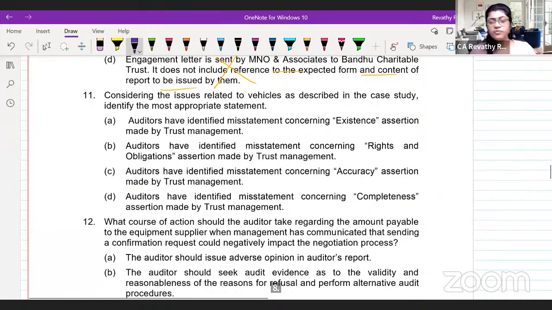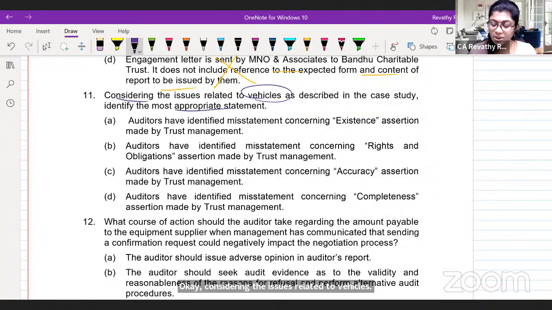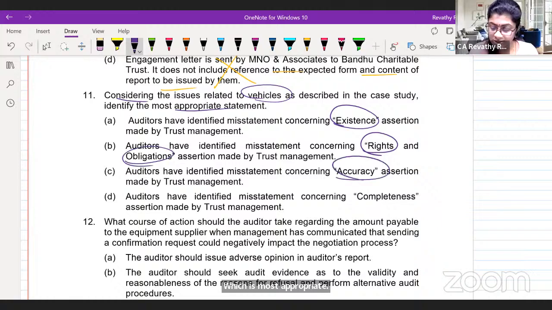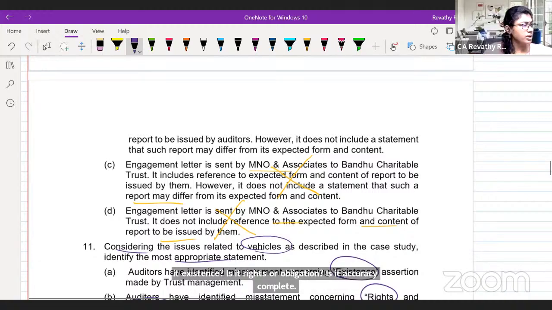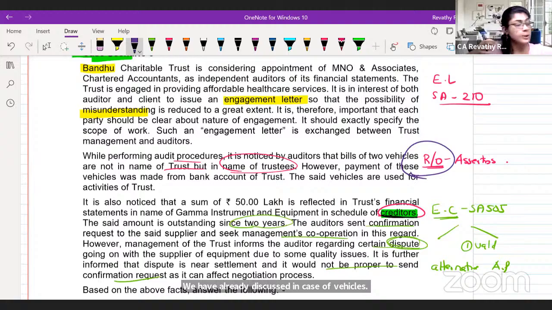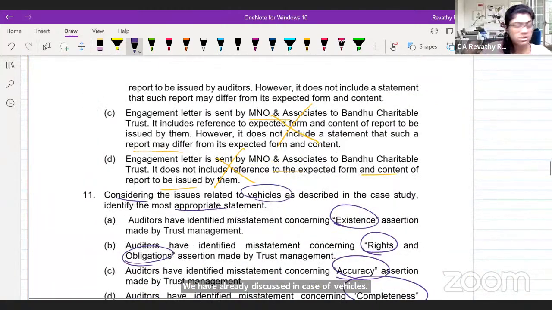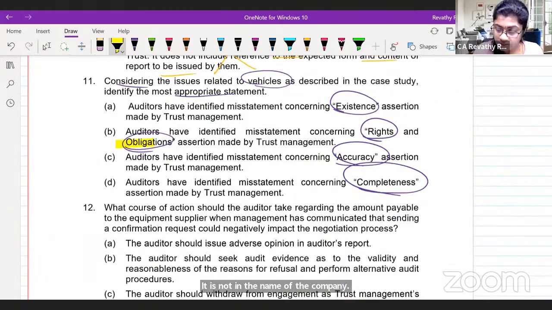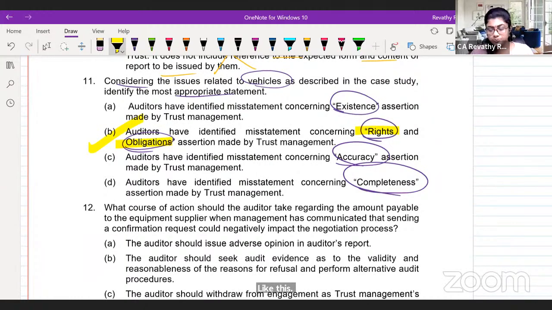Am I going fast? You're following? Okay. Considering the issues related to vehicles, we have already discussed this. Which is most appropriate? Is it existence? Is it rights and obligations? Is it accuracy? Completeness? We have already discussed. In case of vehicles, it's not in the name of the company. So it is rights and obligations.